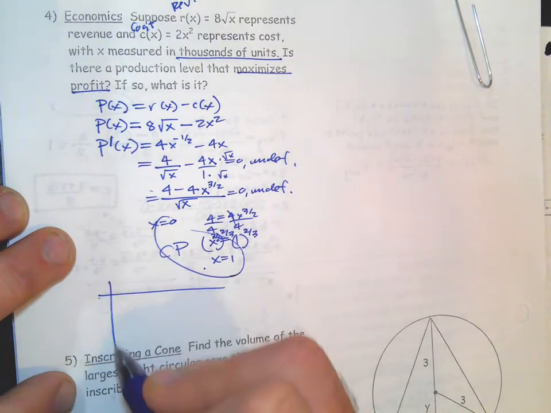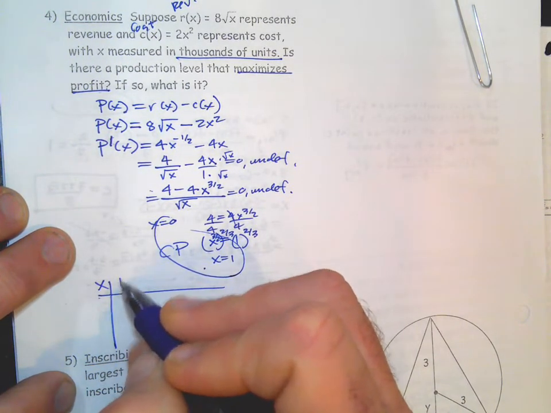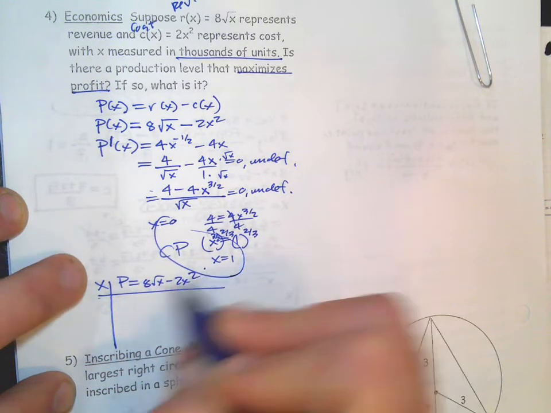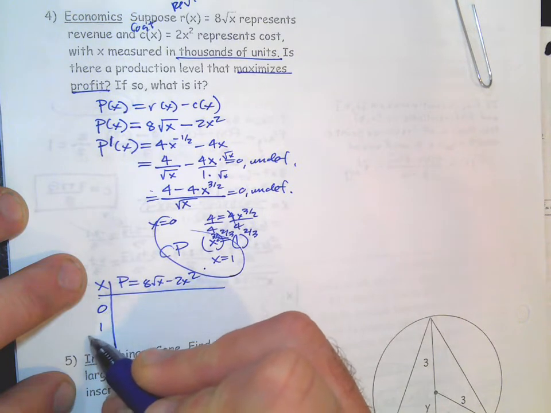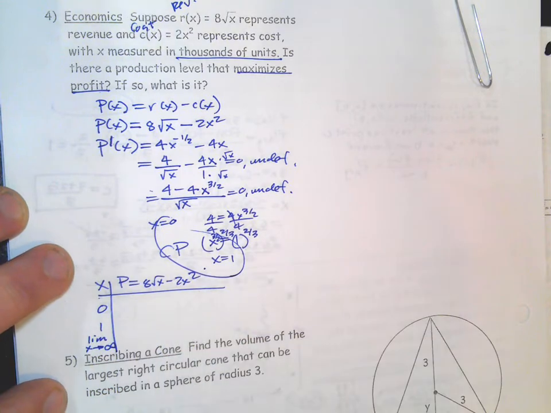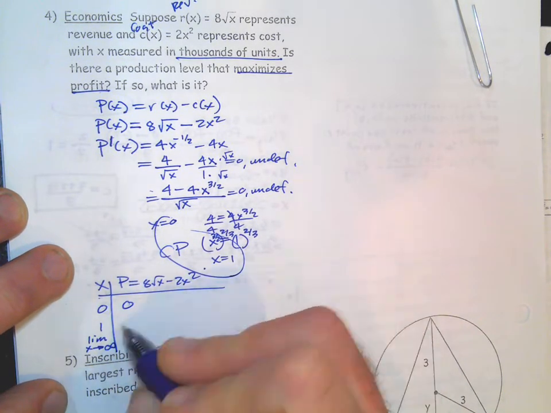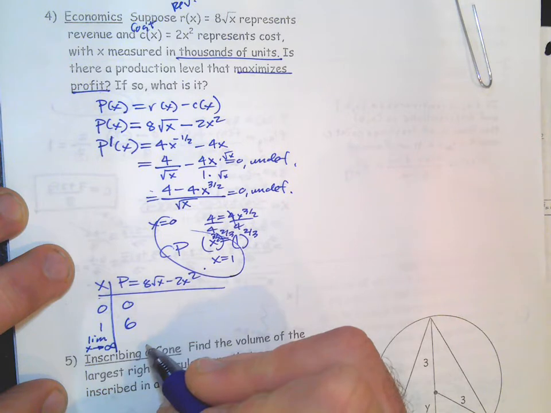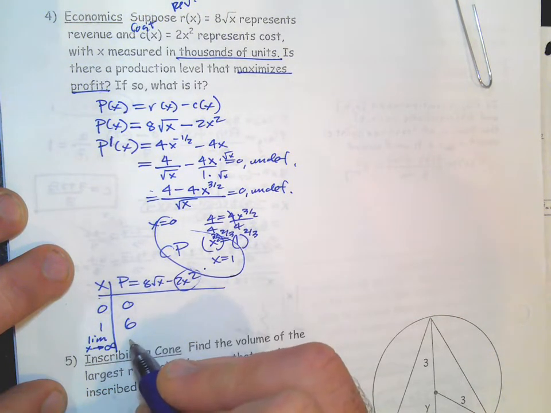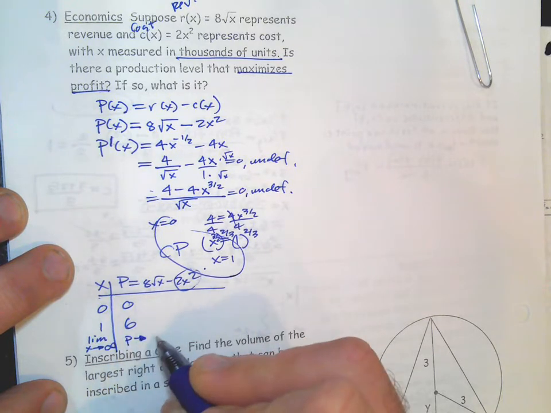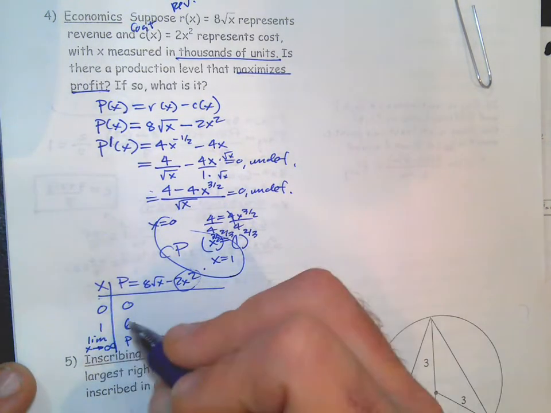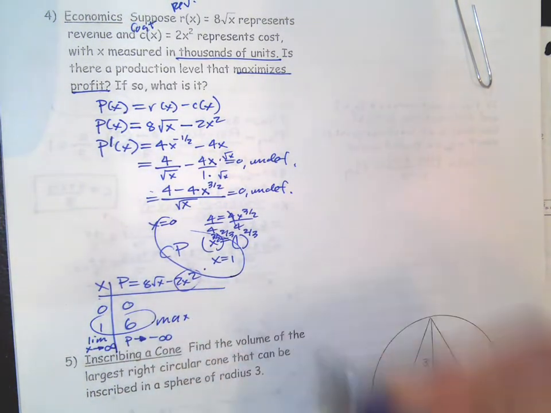make a little table here with x and profit, and we plug 0 in and 1 in, and then do a limit as x goes to infinity to see what happens. So you plug 0 in here, you get 0. You plug 1 in here, you get 6. If you go to infinity, this is the dominant term, right? So profit is going to go to negative infinity. So from this, you can say, oh, well, this is going to be the max. But you can't say extreme value theorem because it's not on a closed interval.